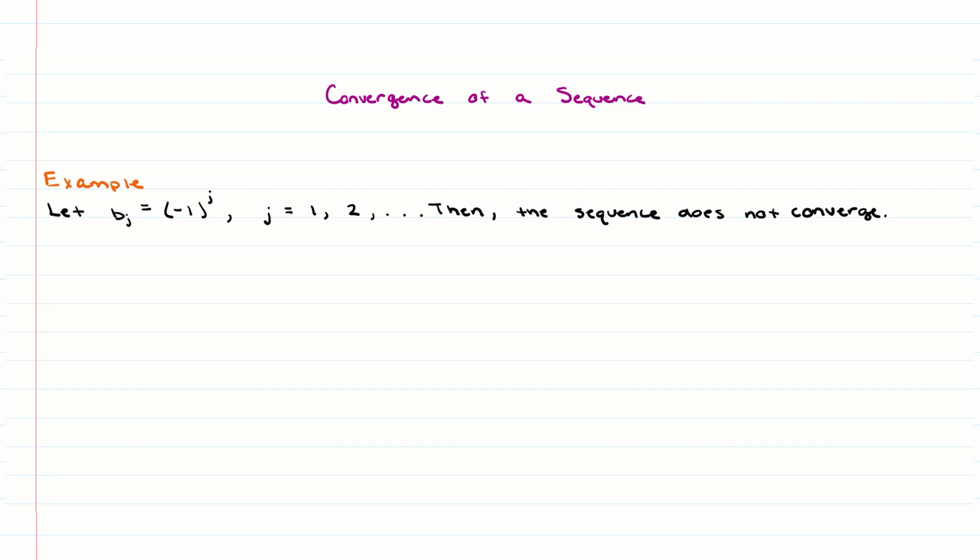Alright, now let's take a look at this example. Our example says let b sub j equal -1 raised to j, where j is a natural number. We're going to prove that this sequence does not converge. Before we get into our proof, let's go over the convergence definition.